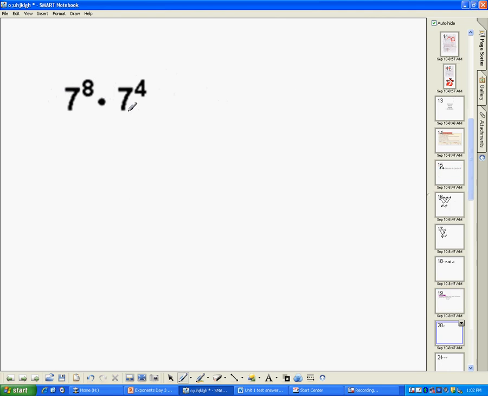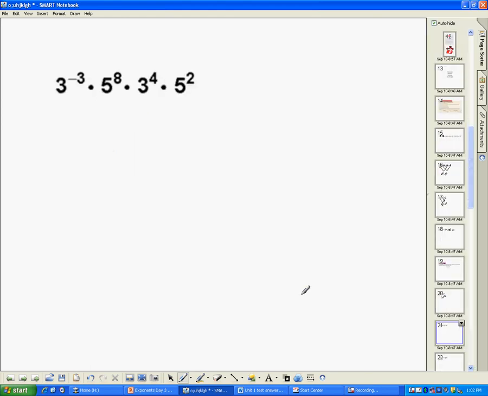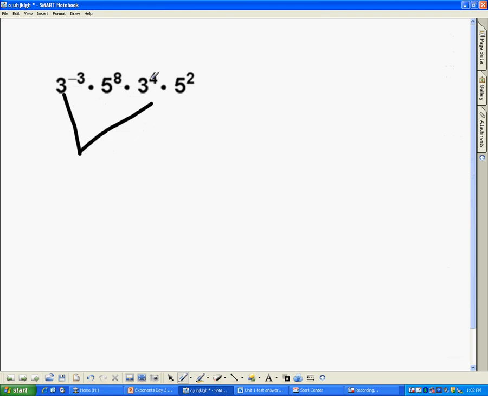7 to the power of 8 times 7 to the power of 4 is equal to 7 to the power of 12. Here, again, we want to look at numbers with the same base. So 3 to the power of negative 3 and 3 to the power of positive 4 becomes 3 to the power of positive 1 because negative 3 plus positive 4 is positive 1. So this is 3 to the power of 1, but I'm just going to put a 3 there because I don't have to have that exponent of 1 because anything to the power of 1 is the base.